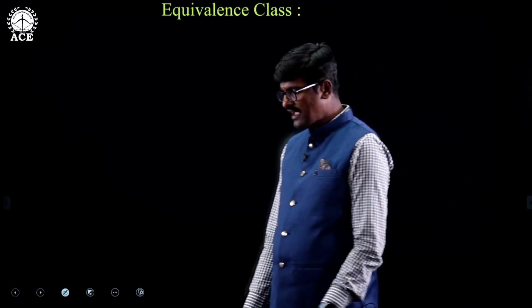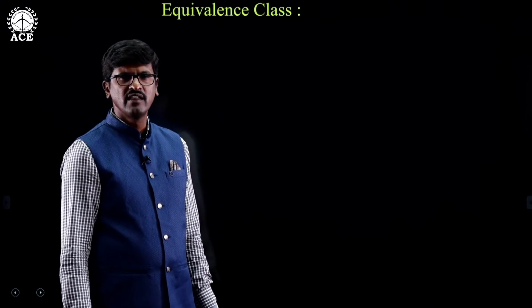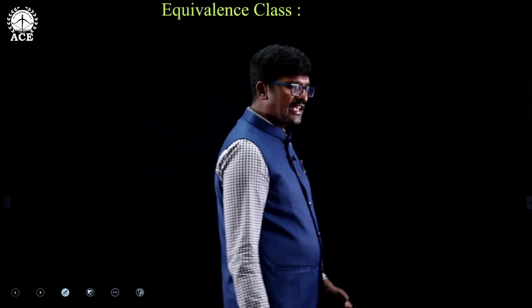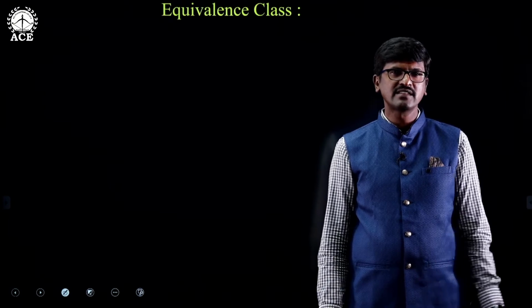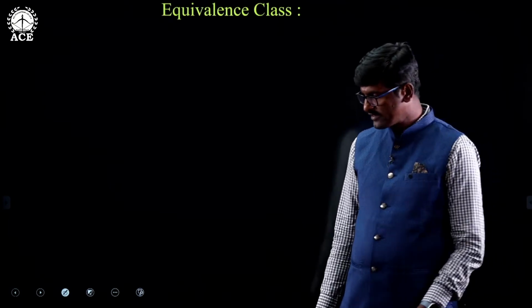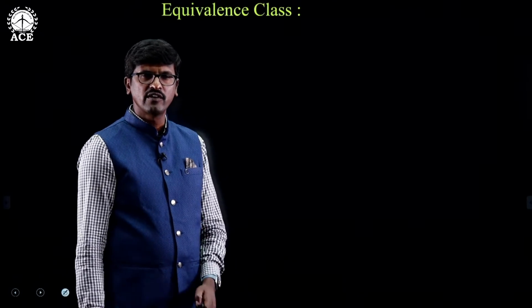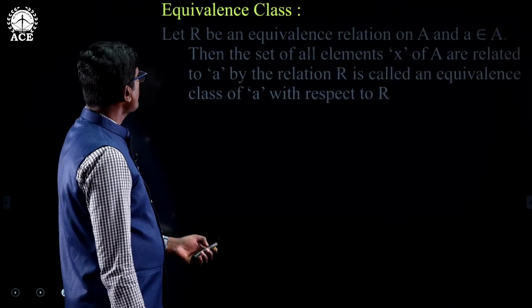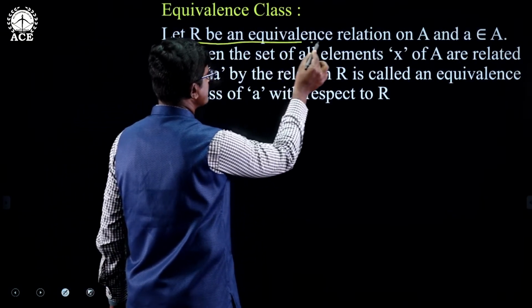This equivalence class is defined for the elements in the set A. For example, if R is the equivalence relation defined on the set A, then for every element in set A, we can define the equivalence class. So this equivalence class is defined for the elements in the set A. That's why I am taking R as an equivalence relation.